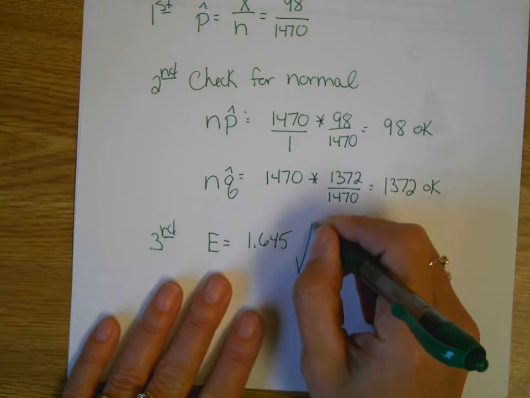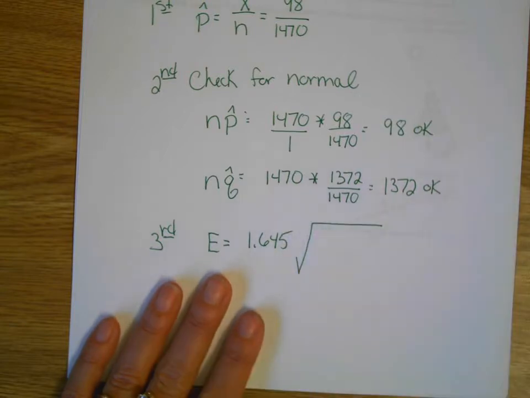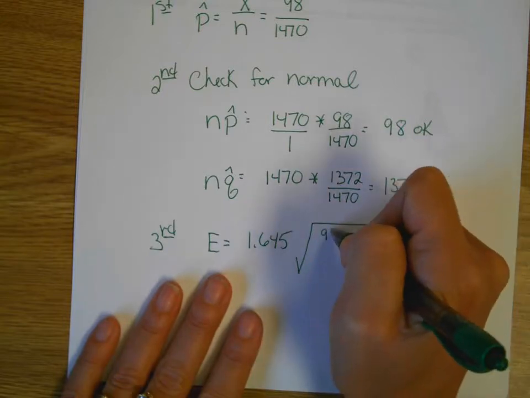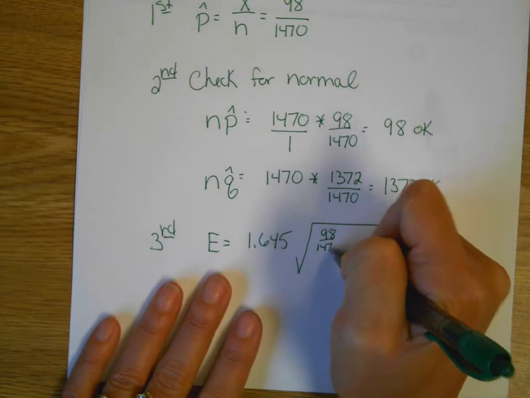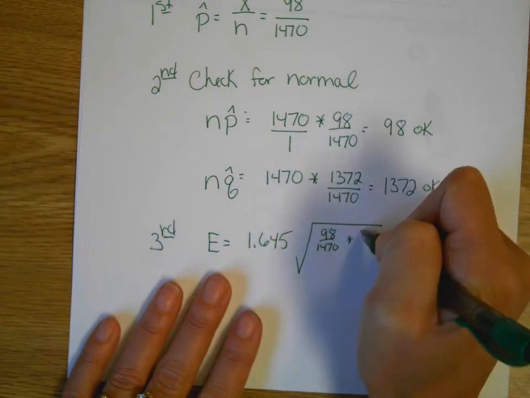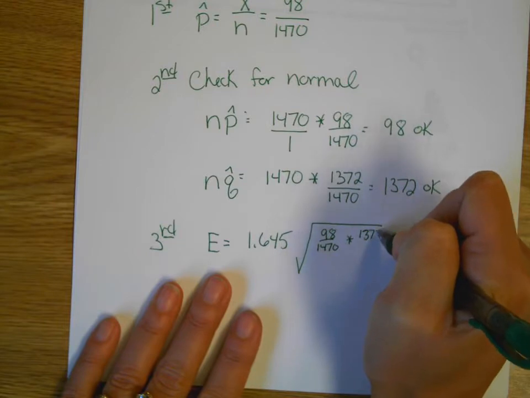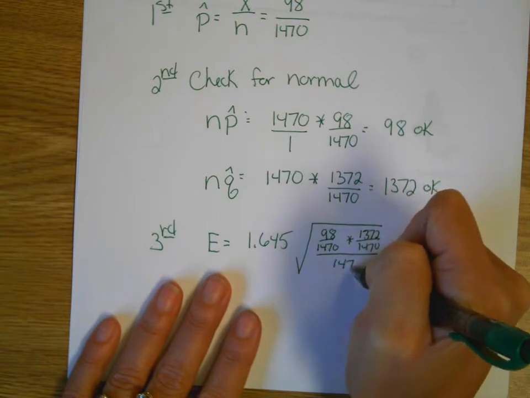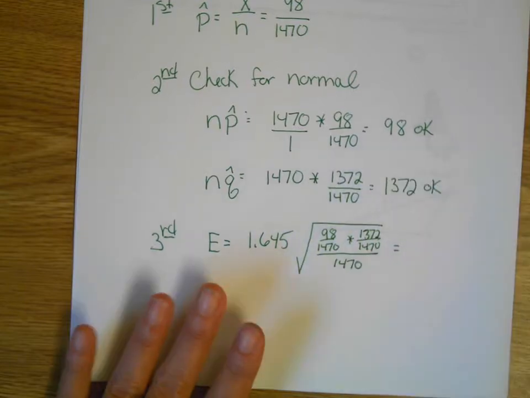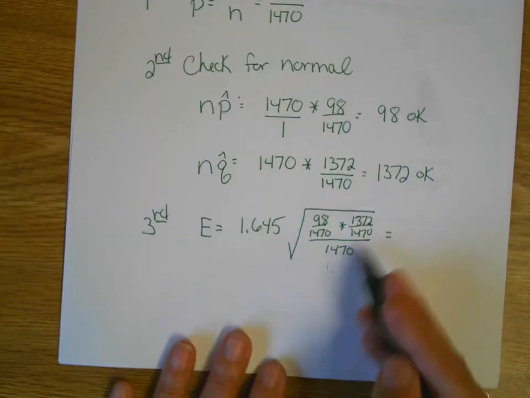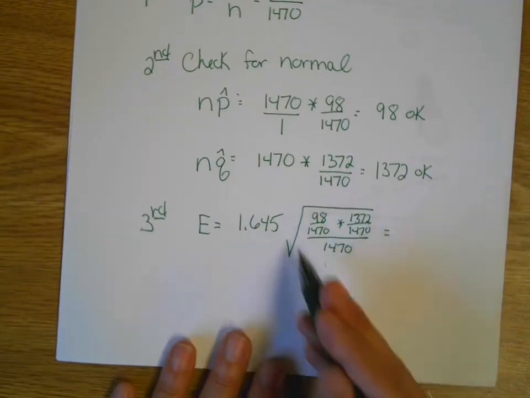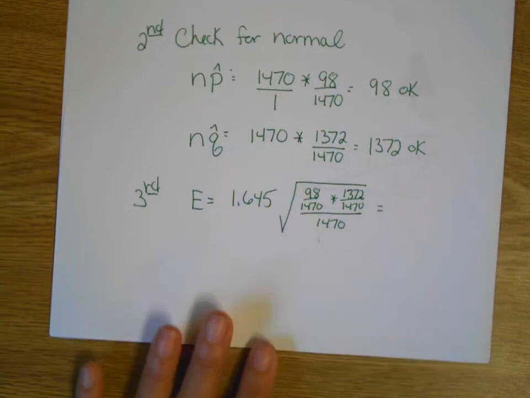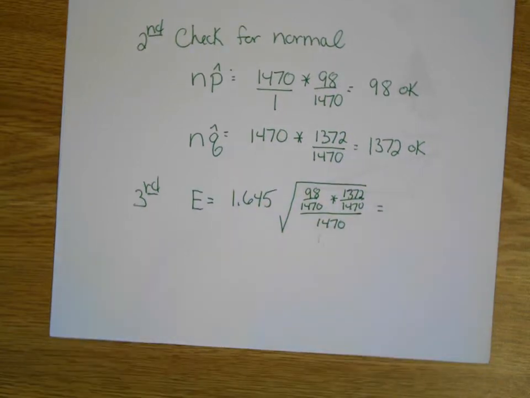And then we're going to multiply that by the square root of p hat times q hat. So that's those two fractions. This is more of a calculator challenge than anything. And then divide by the sample size, 1470. I would try it on your calculator. I would do this part first. Do all that multiplying, then square root that answer, and come back to multiply by 1.645. See, it's all calculator work.